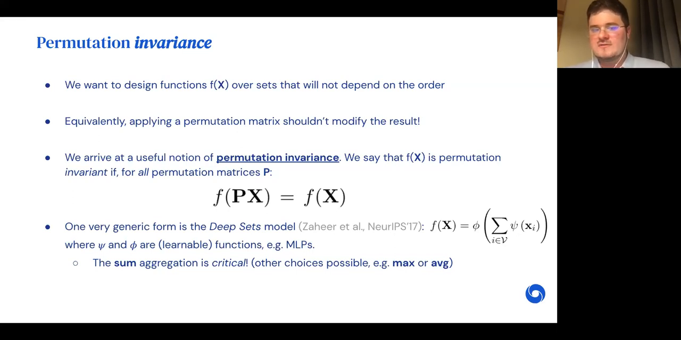And one very generic function form f, which satisfies this, is the deep sets model proposed by Zaheer, Kottur, and others at NeurIPS 2017, which transforms every node in isolation with a neural network psi. And then there is a permutation invariant aggregator, which sums them all up together. And then there's an additional neural network phi at the output that can transform the output into whatever you care about. And the part which is critical, which makes this permutation invariant, is the summation. Because summation is permutation invariant, it will be the same no matter what order I choose to permute my nodes. And this also implies that you can do other aggregation functions like maximizing or averaging.